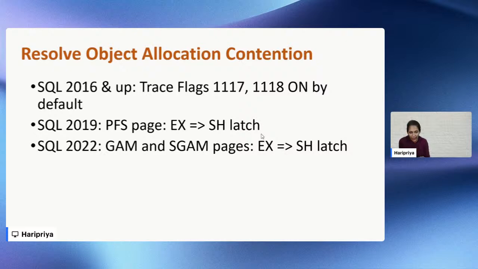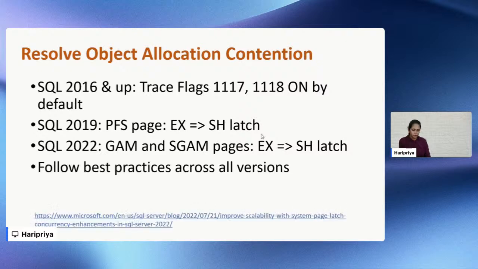You don't have to add any more data files. All right, so whatever comes with the install, if you have 4 processors, you're going to get 4 data files. If you have 8 or more processors, you will get 8 data files for TempDB. And that's enough. You don't have to do anything if you're on the 22 version. All right, that being said, you still follow all the best practices across all versions, even on 22.